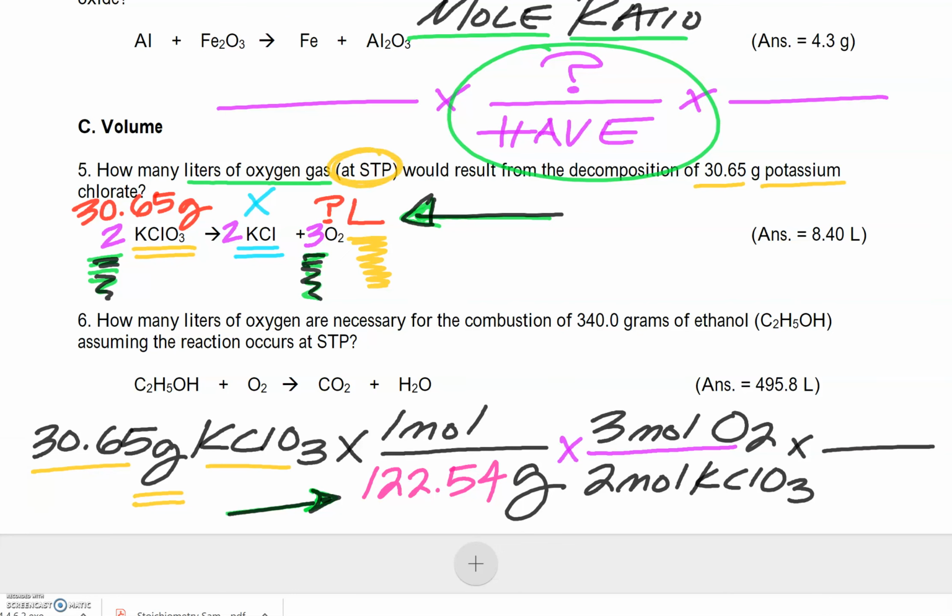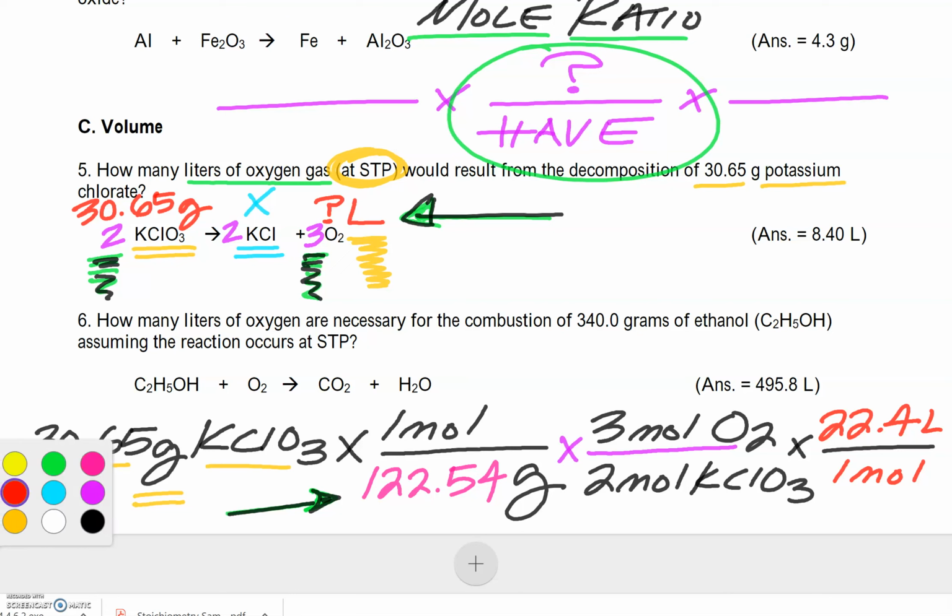Remember they said standard temperature and pressure. They're saying, hey, might want to use 22.4, because that's kind of the hint. So down here, this should say 22.4 liters for every 1 mole. Now I kind of ran out of space there, so this is the end of the problem. So you would plug in your equals sign, and then you would go ahead and run through your calculator.